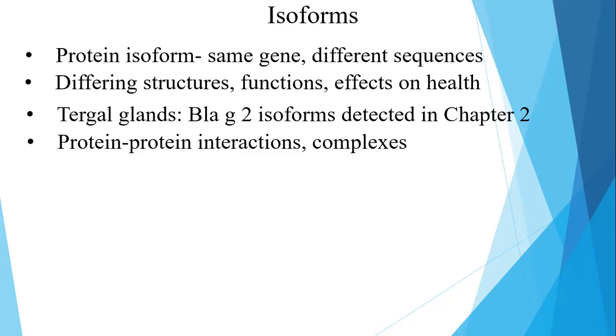A protein isoform, as I said, typically comes from the same gene, but has slightly different sequences. And this difference in sequences can allow them to have different structures, functions, or effects on health. Tergal glands are something that we reviewed before. And so BLOG2 isoforms were detected in chapter 2 from the Tergal gland secretions. And lastly, protein-protein interactions and complexes may form as a result of isoforms. So isoforms may come together to form complexes, or they may interact with different proteins and have different modes of action.